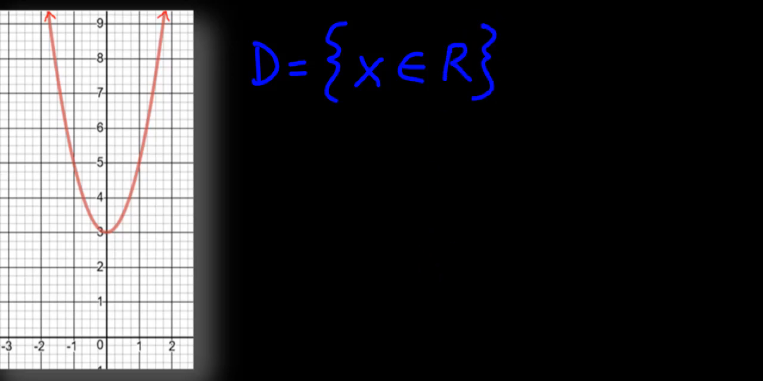Okay? The range, however, is a little bit different. So let's look at the range. Does this graph, and I've got it all set up here, does this graph go forever up and forever down?